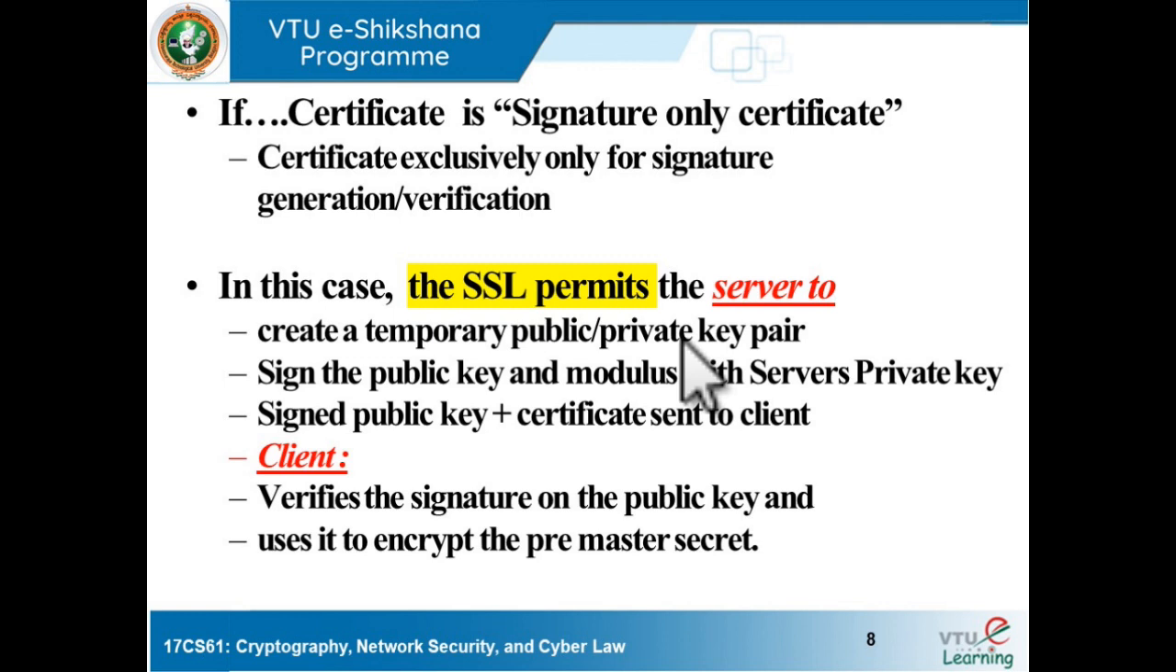Now what does the client do? The client receives this certificate along with the signed public key. First it verifies the signature on the public key. So this part, which is sent from the server, will be verified. And then it uses this public key to encrypt the pre-master secret.